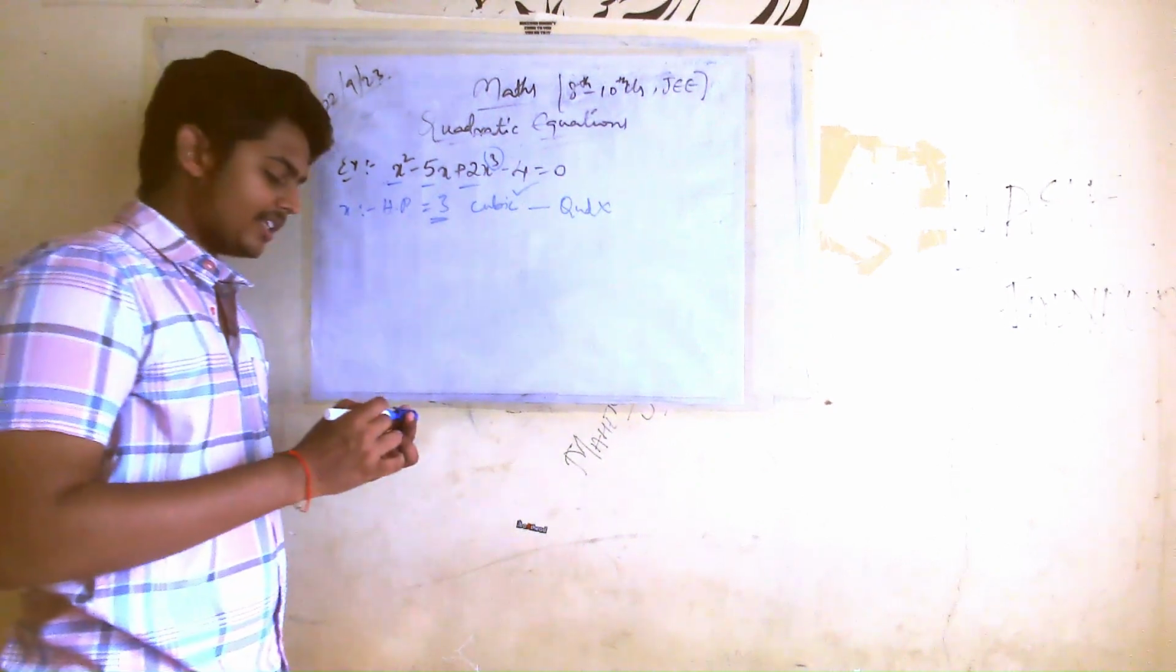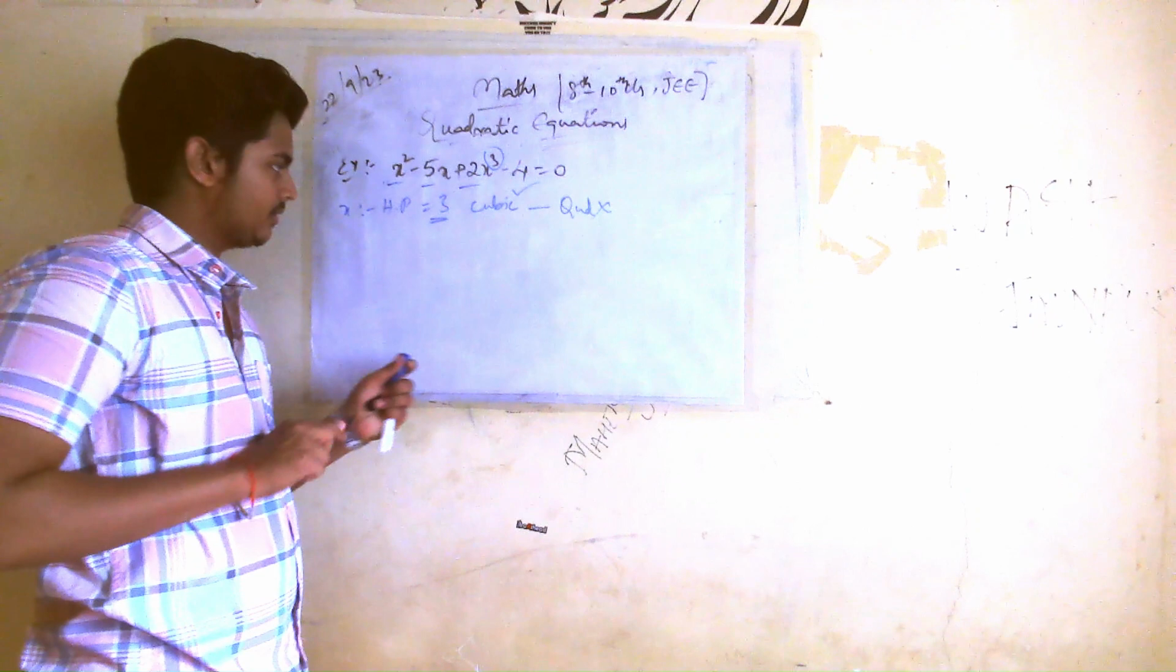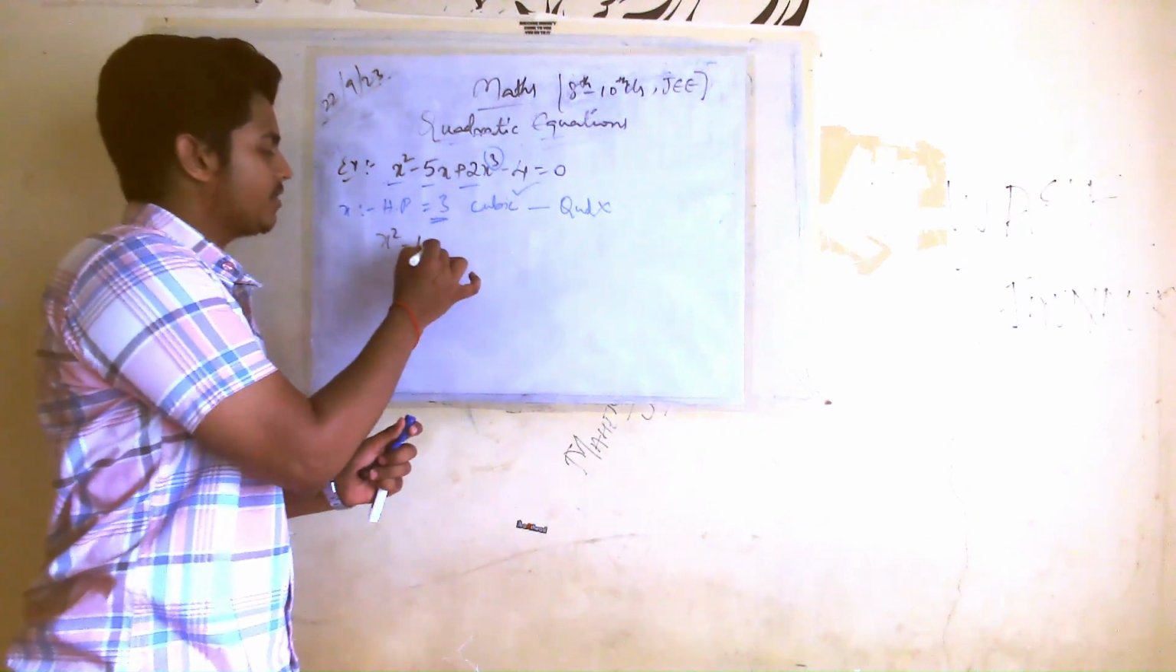Got it? We'll see another example: x square minus 1 is equal to 0.